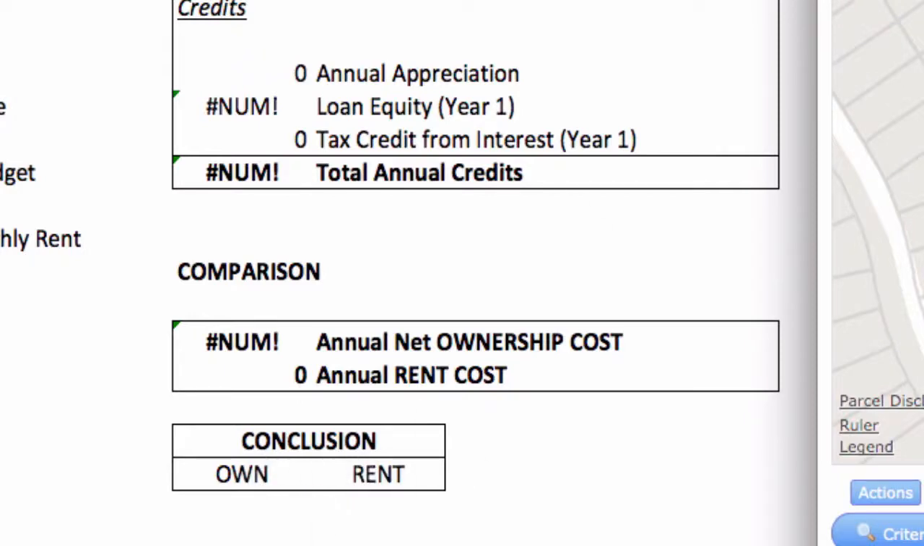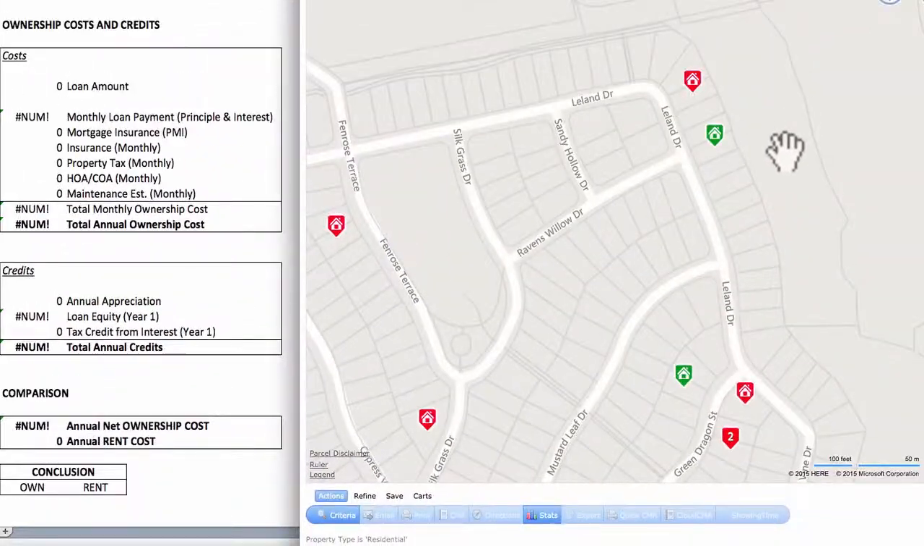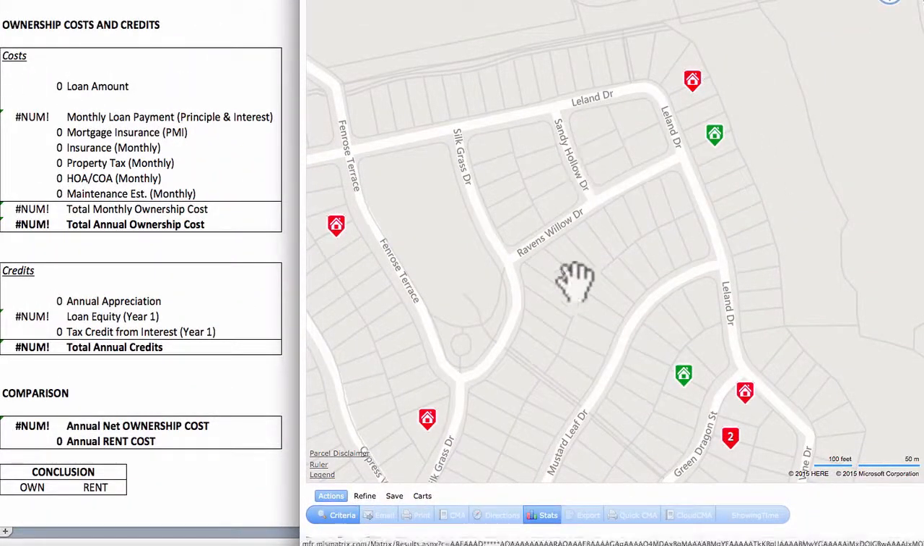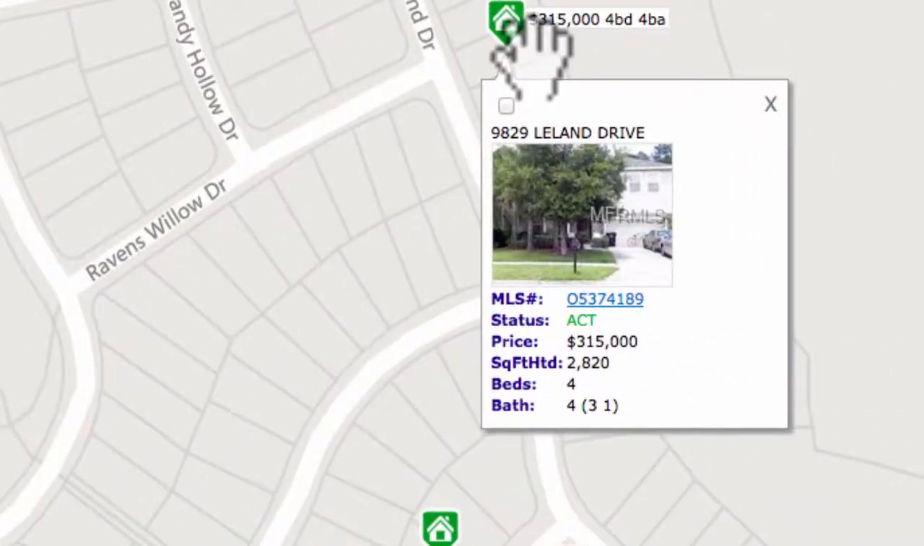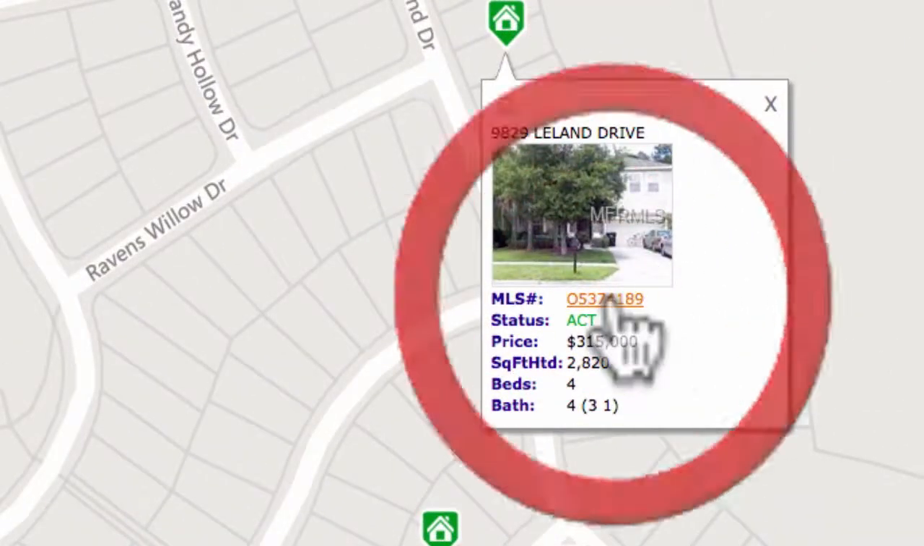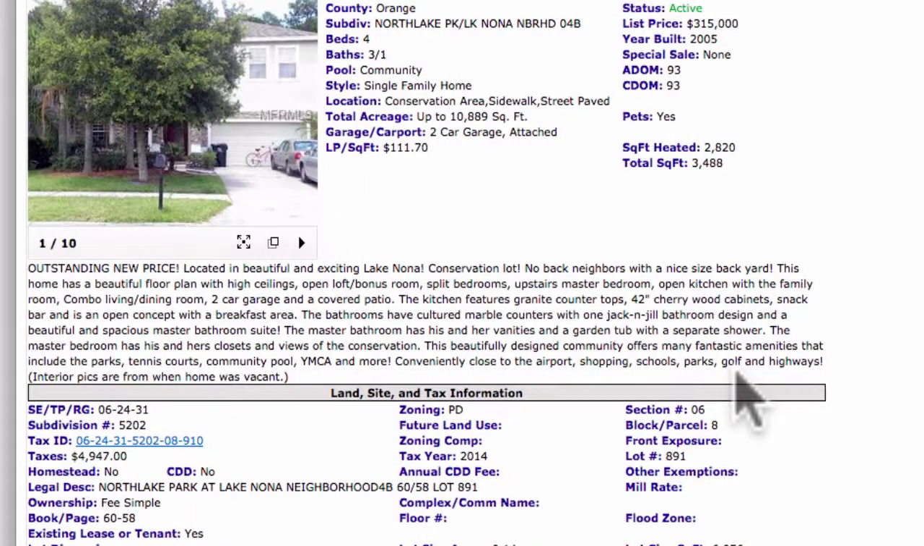So let's start out in the MLS with a particular property, one in an area that I'm very familiar with. We're going to take this house here. It's a $315,000 single family home. And I'm going to open up the detailed sheet here. You don't have to have this level of detail on the property. You can just make some estimations and you'll still get a pretty accurate reading on the sheet.